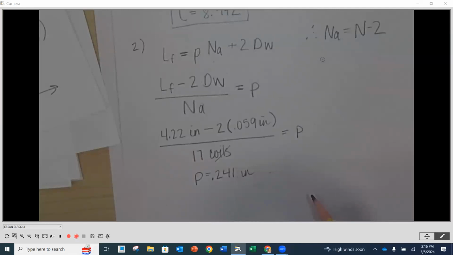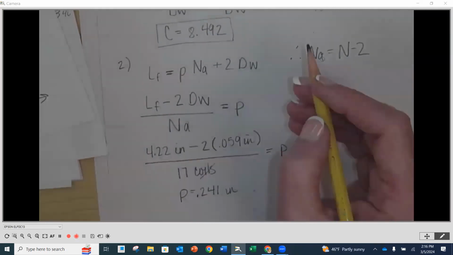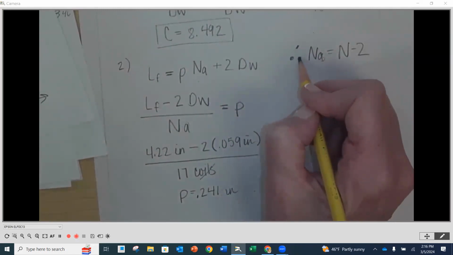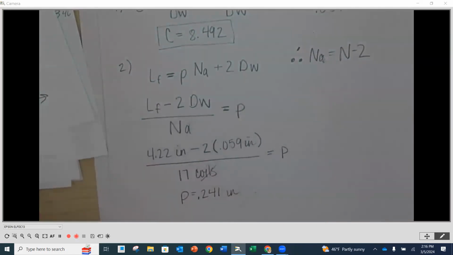Why is NA equal to N minus 2? Like it says here, for plain coils with ground ends, NA equals N minus 1. Right, this is ground and squared. So if you look just above there, for ground and squared ends, each one of the coils has two inactive, so it's going to be N minus 2. Squared and ground ends is N minus 2.